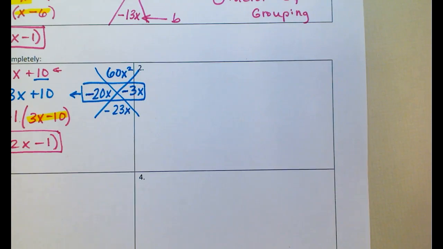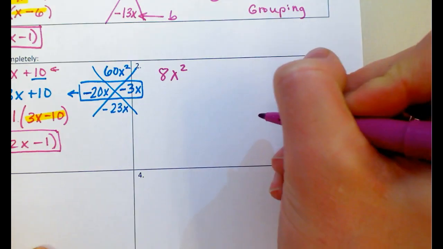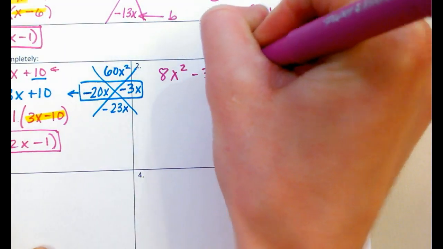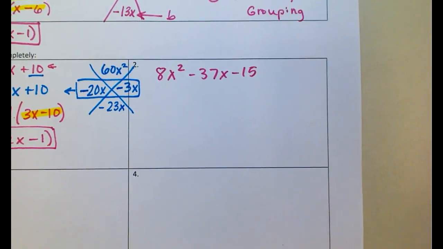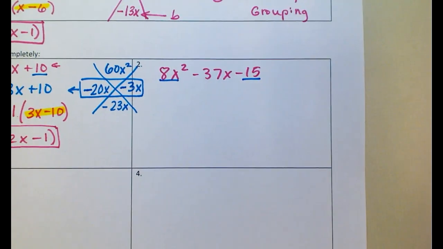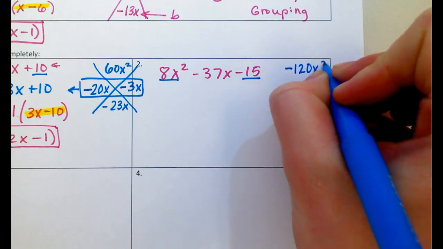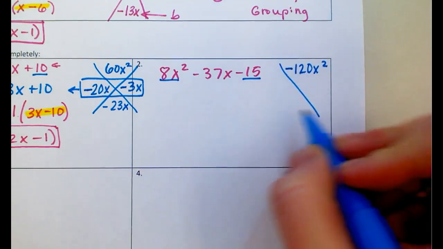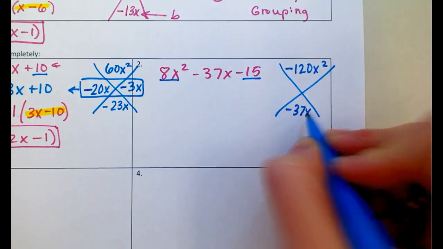All right, number 2. The problem is 8x squared minus 37x minus 15. Starting this problem in the same fashion, I'm going to multiply my a term times my c term. 8x squared times negative 15 will give me negative 120x squared. The number at the bottom is my b term, negative 37x.